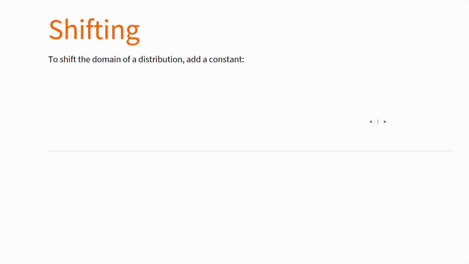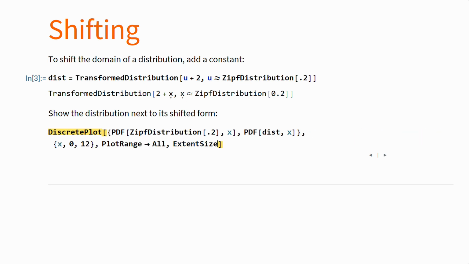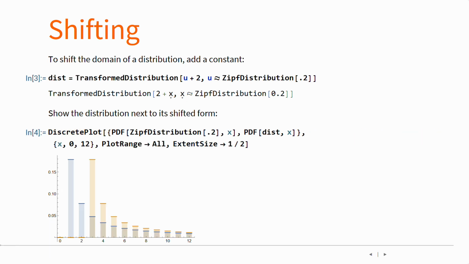How can you transform a distribution to fit your need? The first operation is shifting, where adding a constant will shift the domain of a distribution, like with this zeta distribution. To visualize the shift, plot the original distribution together with the shifted form, which, as you can see, was pushed forward. When shifting by a constant k, the mean is also shifted by k.